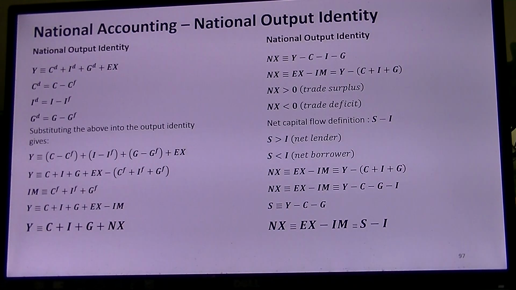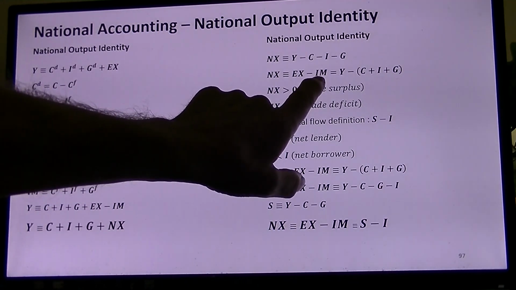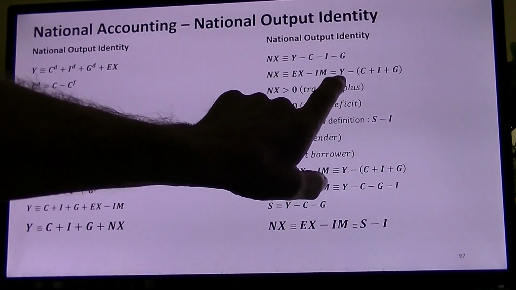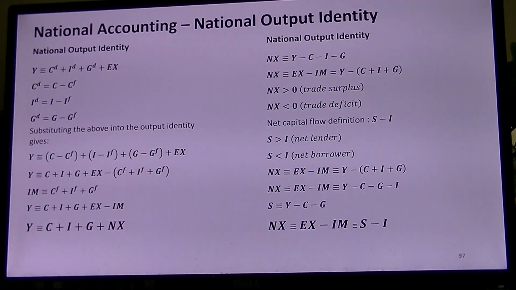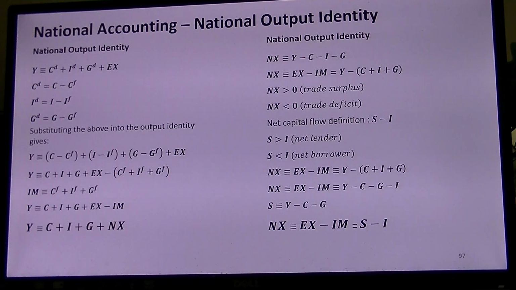Then net exports equals exports minus imports, which is identically equal to Y minus (C plus I plus G). Net exports greater than zero are a trade surplus. Net exports less than zero, trade deficit. Then the net capital flow definition is savings minus investment. That tells us the net capital flow.